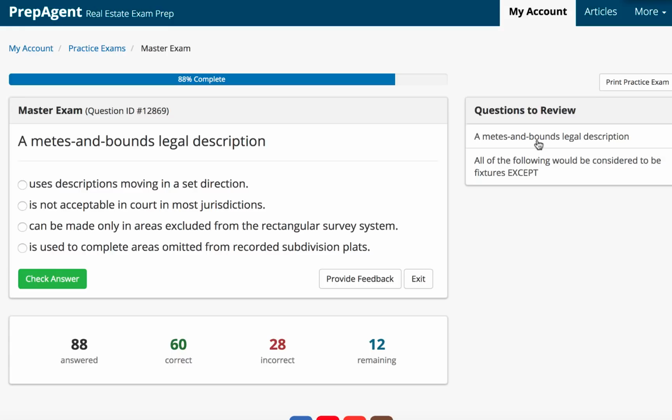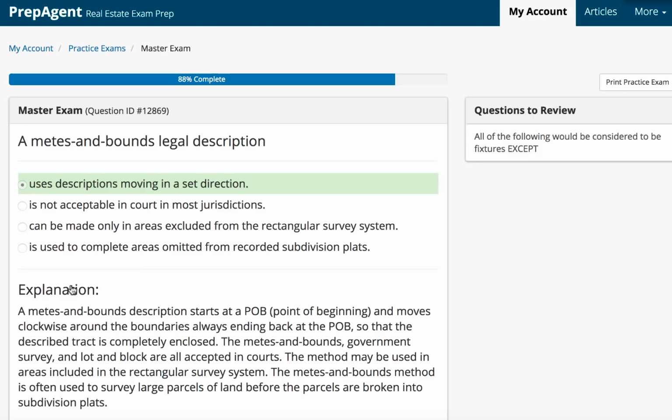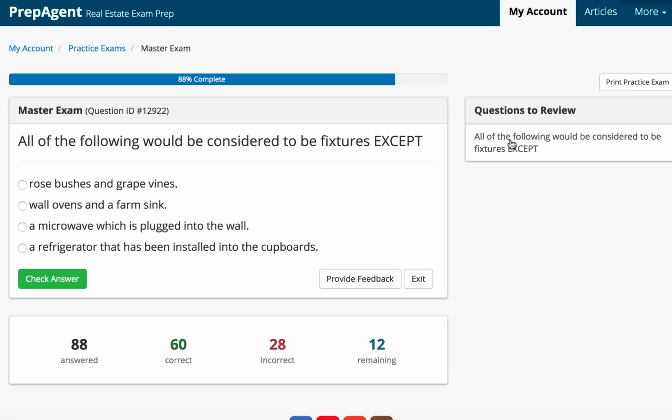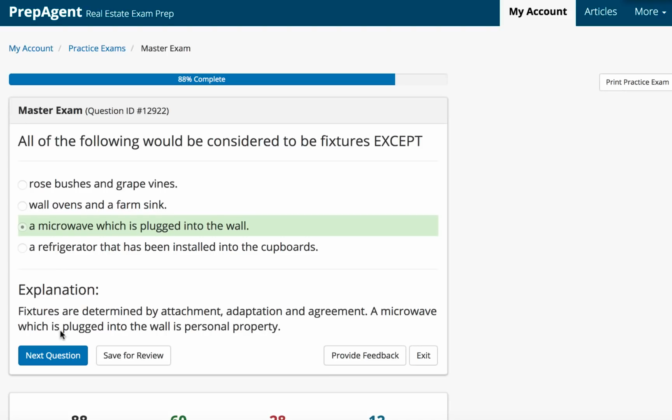A metes and bounds legal description is the way it goes. So it uses a description moving in a set direction. First one, yep. All of the following would be... Oh, that one's the microwave. I knew that one. I didn't factor in the except part.